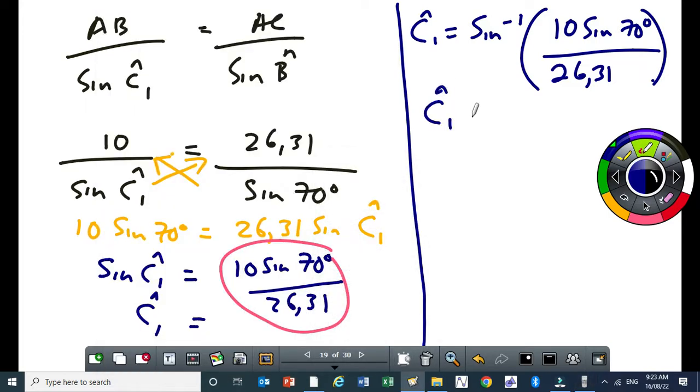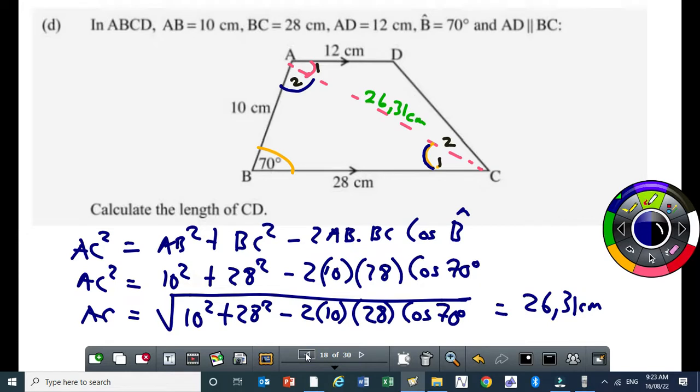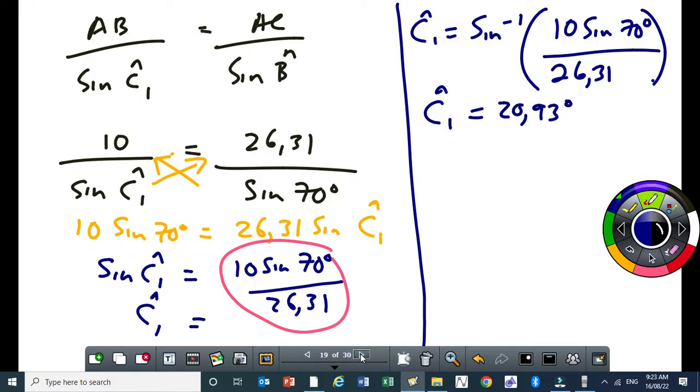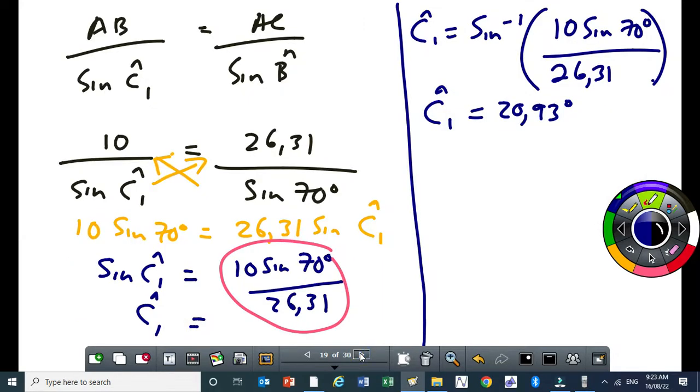So angle C1 is 20,93. Are you following? Okay, so this is not the answer, remember. We want to calculate the length of CD. So I now know the size of this angle is 20,93. So the size of A1 is going to be 20,93 as well. So allow me to just write, based on my diagram, A1 also equals 20,93.